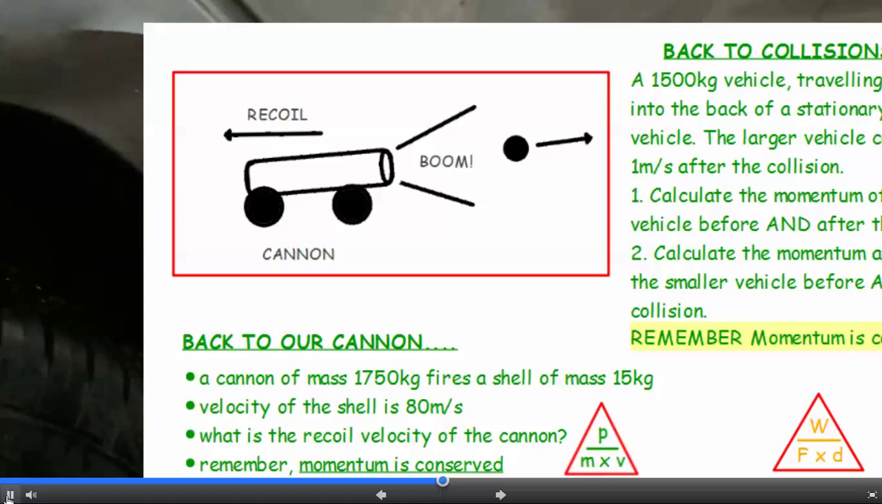Now remember, momentum is conserved. So if you work out what is the momentum of the shell, then the total momentum of the cannon in recoil must be the same. What is that?